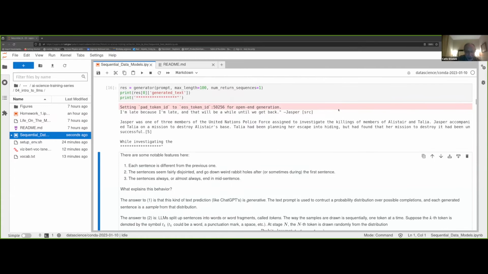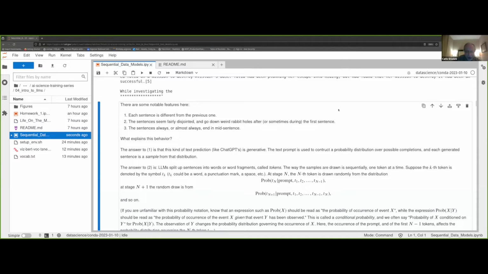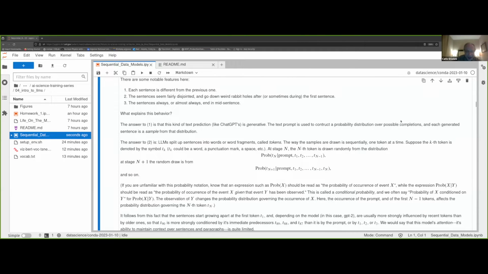So here are some salient features of these sentences. Each one is different from the previous one. I'm sure you noticed that. The sentences are kind of disjointed, and they tend to ramble and wander and lose the thread pretty quickly and go down weird rabbit holes. Although sometimes you see echoes later in the text of things that were alluded to earlier in the text. And the sentences almost always end mid-sentence.